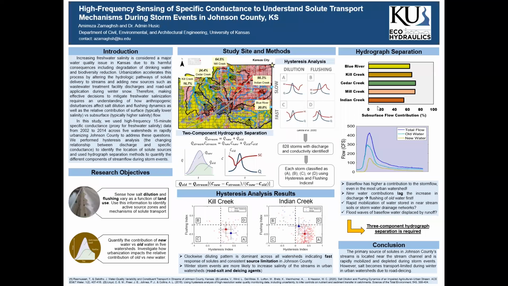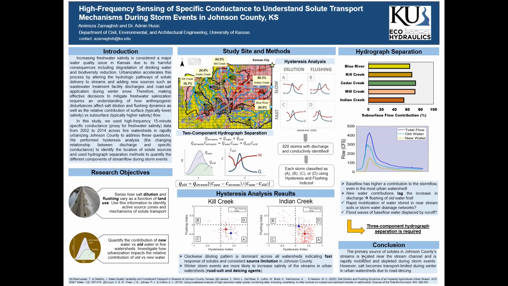So looking at the results of our hydrograph separation analysis, two points seem to be interesting. The first one is that in all watersheds, base flow has a higher contribution to storm flow compared to runoff. And the second point is that the new water or runoff contribution lags the increase in discharge, indicating the old water with high contribution of solutes flushes first. This again shows the significance of proximal sources in our system.